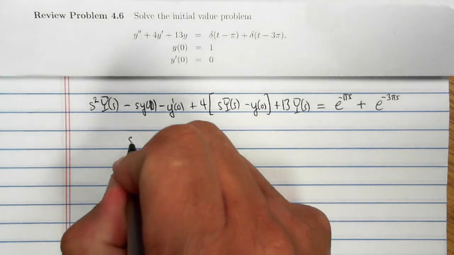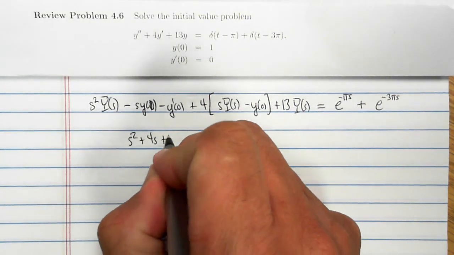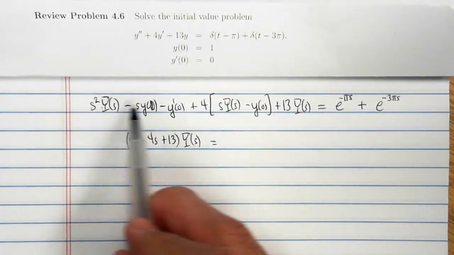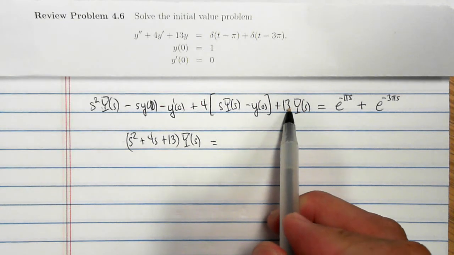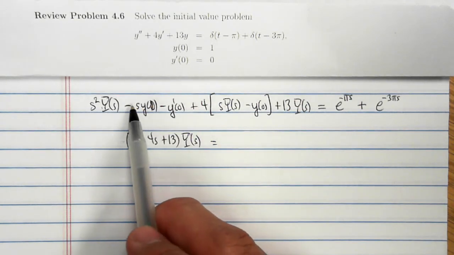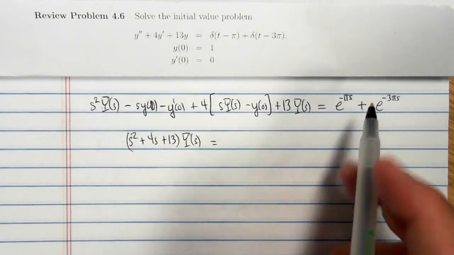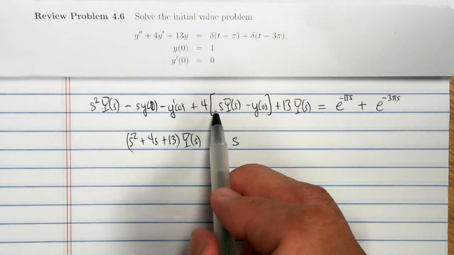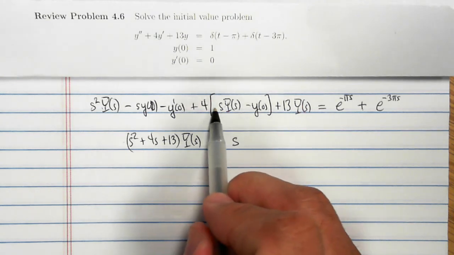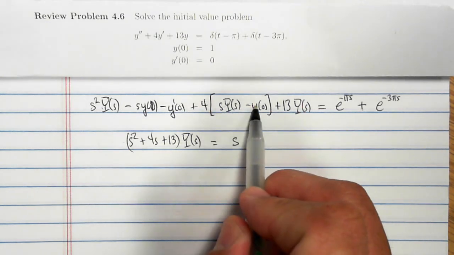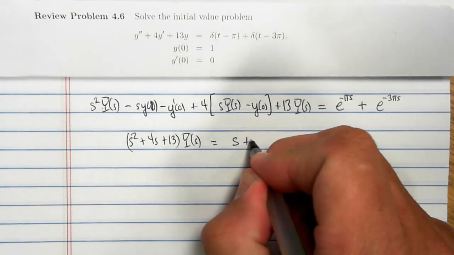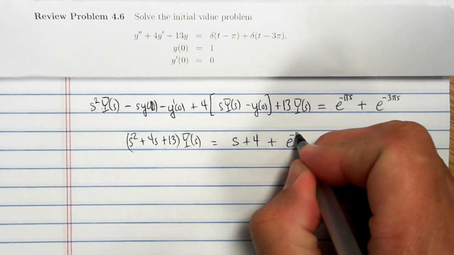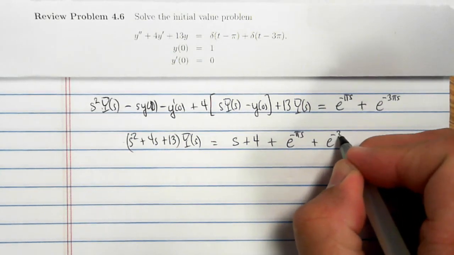So simplifying, we get s squared plus 4s plus 13 times Y(s), combining this term and this term, equals, okay, so here I have s times 1, so I'm going to bring that over to the right-hand side, it becomes positive, that's a 0. Also here I have negative 4 y(0), so that comes over to the side as plus 4, plus e to the minus pi s plus e to the minus 3 pi s.